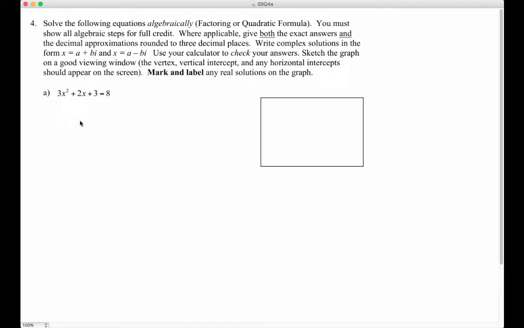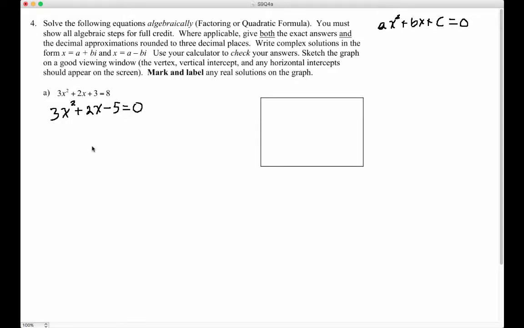So let's start off with our first contestant today, which is part A. And notice it is not quite in standard form. It's got to look like ax squared plus bx plus c is equal to 0 for us to go any further with it. So we got it equal to 8, and we're going to fix that. We're going to rewrite this as 3x squared plus 2x plus 3 minus 8, which gives us back a negative 5, is equal to 0.